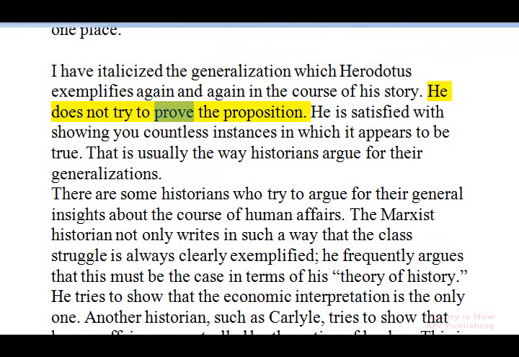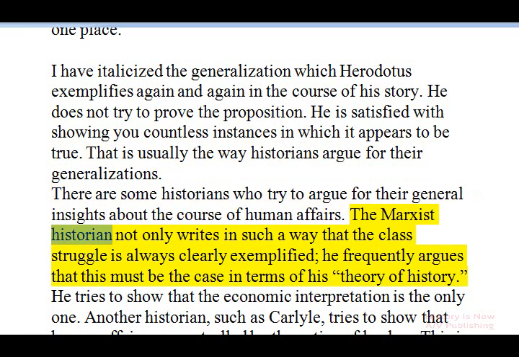He does not try to prove the proposition. He is satisfied with showing you countless instances in which it appears to be true. That is usually the way historians argue for their generalizations. There are some historians who try to argue for their general insights about the course of human affairs. The Marxist historian not only writes in such a way that the class struggle is always clearly exemplified.